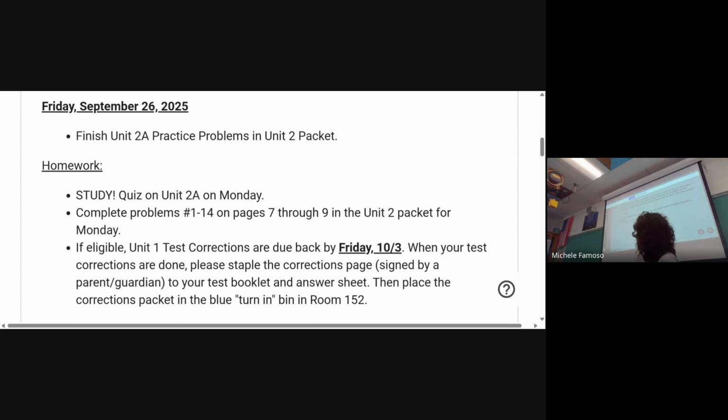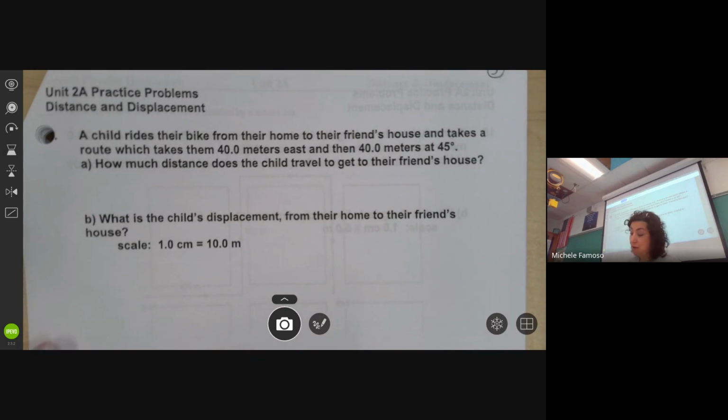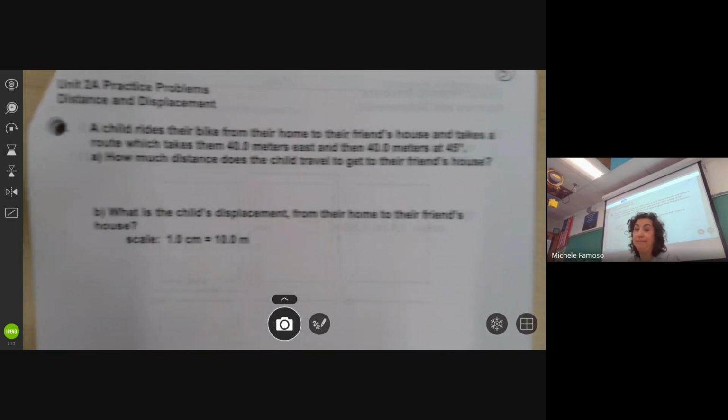So let's go to page 5 and 6 in your packet. And let's start with page 5 right here. And we're doing all of this with rulers and protractors. Again, the only reason we have a calculator out is to help us if we need to do a conversion, okay?